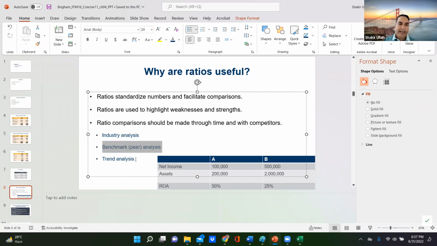Okay. And similarly, we do a trend analysis. Trend analysis is looking at our previous ratios, like what was our return on assets 5 years ago, and then 4 years ago or 3 years ago. Are we improving? Are we going up?